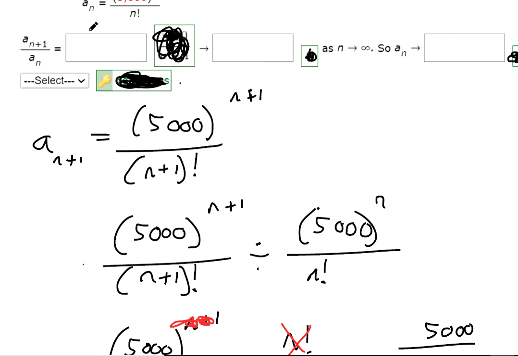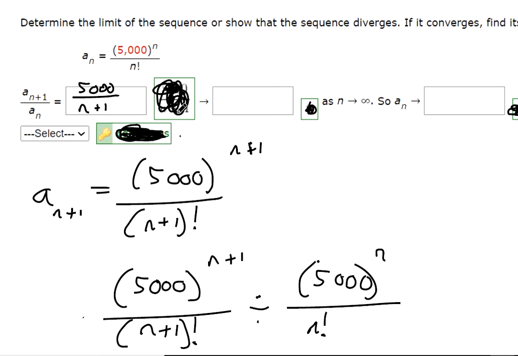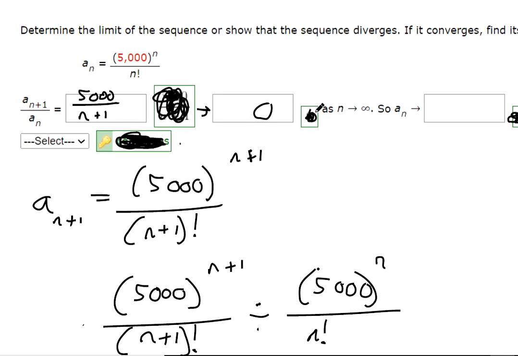Okay, so this is 5,000 over n plus 1. And then it's saying this term goes to something as n goes to infinity. So what happens to this term as n goes to infinity? Well, it gets infinitely close to 0, right? Because you're thinking about a number going towards infinity here, like a billion or a trillion. Dividing 5,000 by a trillion makes it really small. And if you keep going, it gets closer and closer to 0.